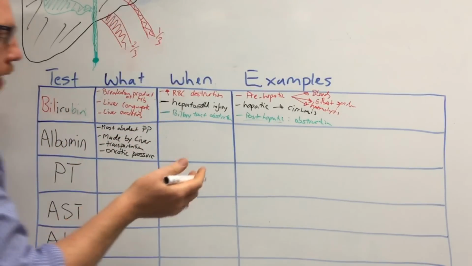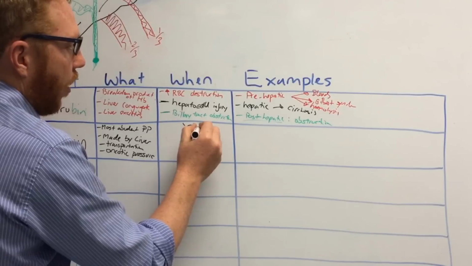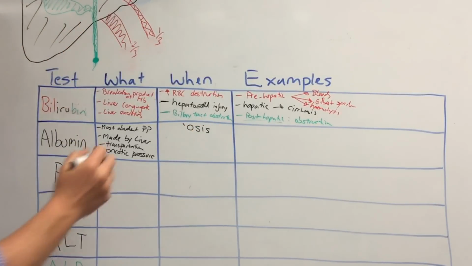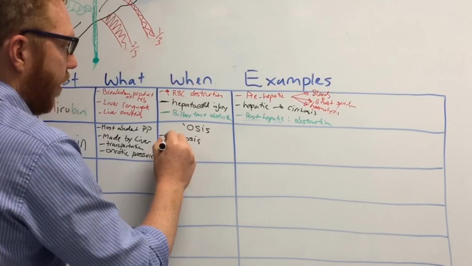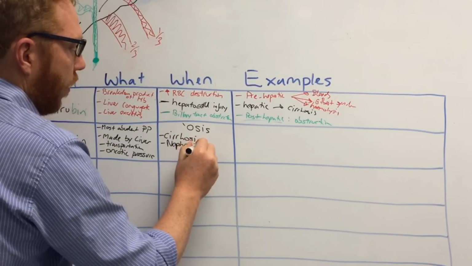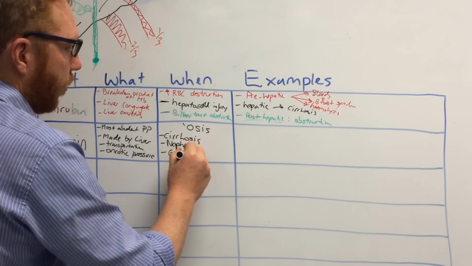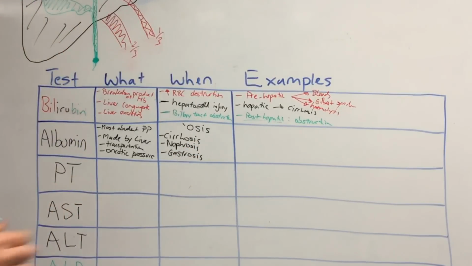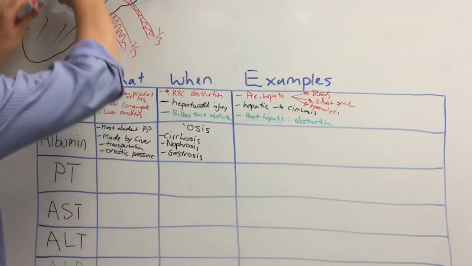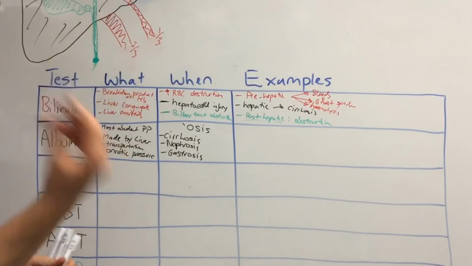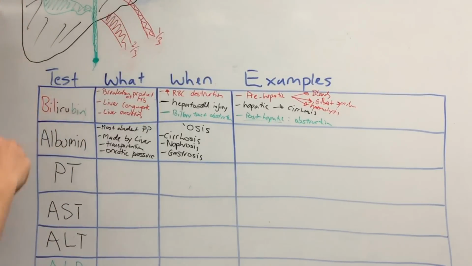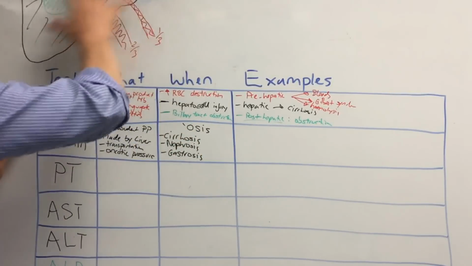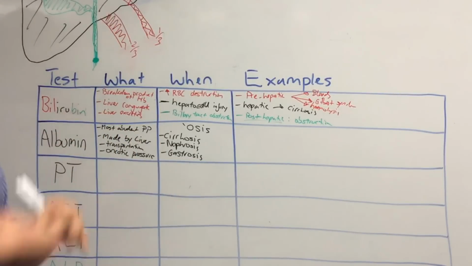Well, an easy way to remember this is in states of osis. So you could have cirrhosis, or you could have nephrosis, or you could have gastrosis. What that means is, this is like a condition. Cirrhosis is a problem with the liver, and in this case it's just not making albumin, so albumin level is low. You can't have high albumin levels. You can either have normal or low amounts. So with cirrhosis, your liver's just not making it, so it's going to be low.